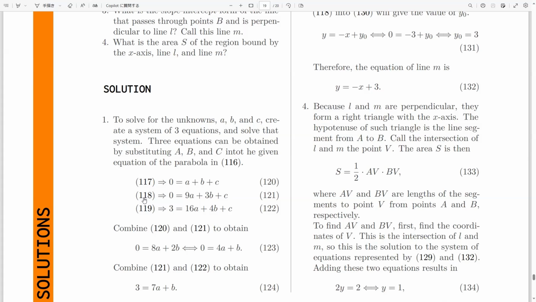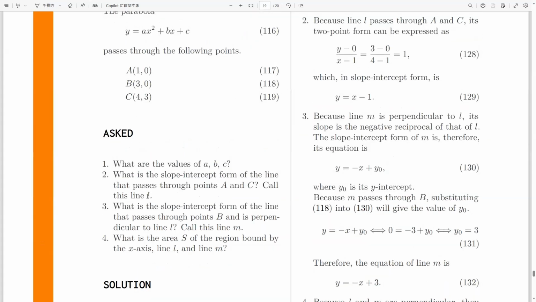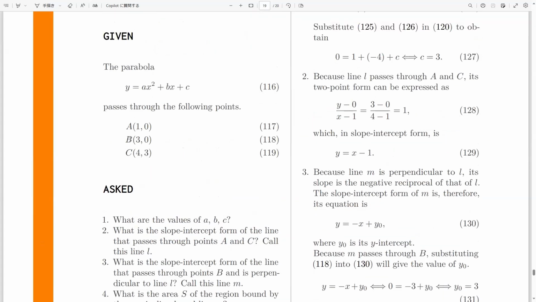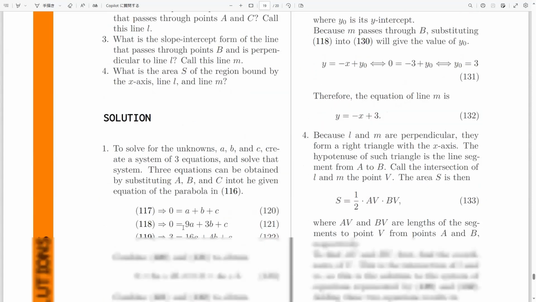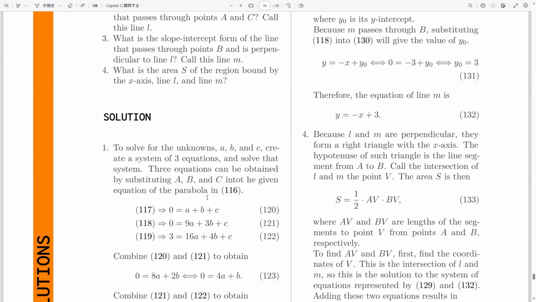Also, if we use the point B, that's (3, 0), we do the same thing, replace the x's with 3's and the y with 0. So we're going to get this equation, 0 equals 9a plus 3b plus c.